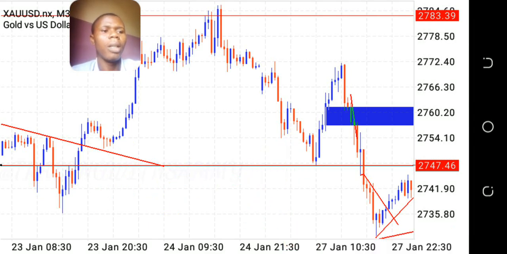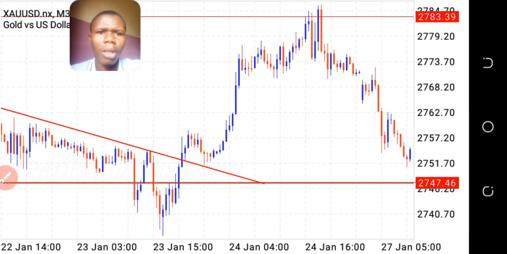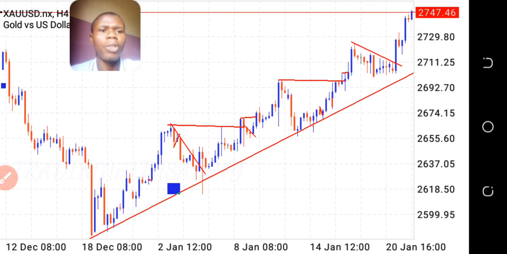Okay, so now let's align. You need to have time frame alignment. Let's give an example of this. Let's start from the 4 hours. This market has been trending up.